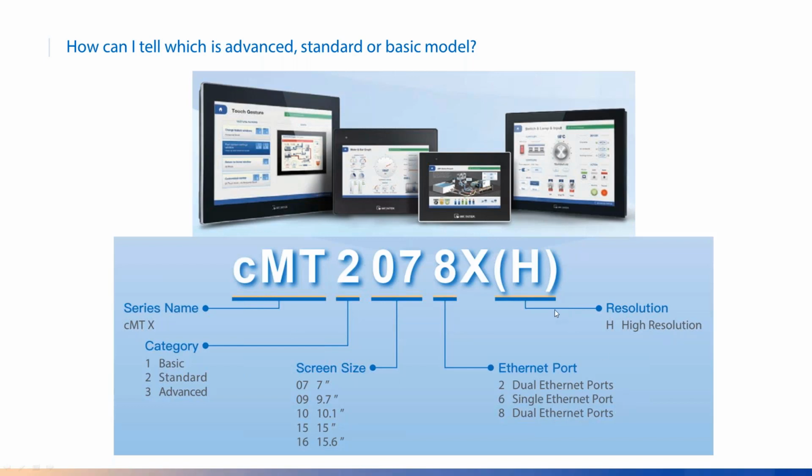All right. And on some cMTX models, you will see an additional E here. E here means that it has a high resolution, right? The LCD screen has a high resolution here. Okay, so these are basically how you can tell by the model name which one is the advanced model, how big it is, and how many Ethernet ports it has.